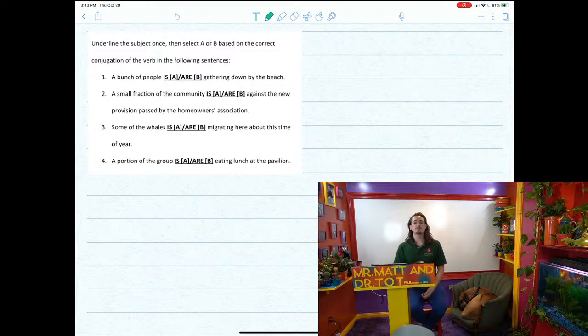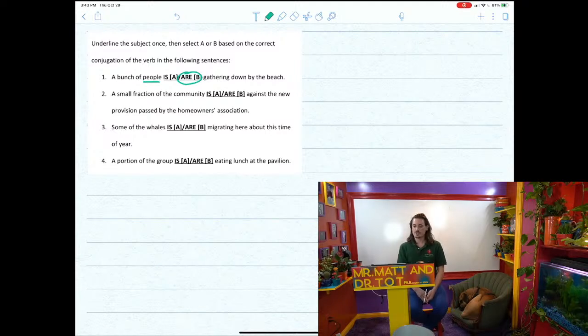Okay, so remember, when the phrase indicates some type of portion, we're guided by the noun that proceeds, not precedes. Proceeds meaning coming after the preposition of. So number one, a bunch of people is or are gathering down by the beach. So we're guided by the noun after of, which is people. People is a plural noun. It's an irregular plural noun because it doesn't end in S, but it definitely is plural. It's more than one person. So we need a plural verb, are. A bunch of people are gathering down by the beach.